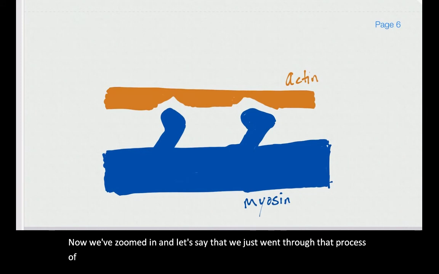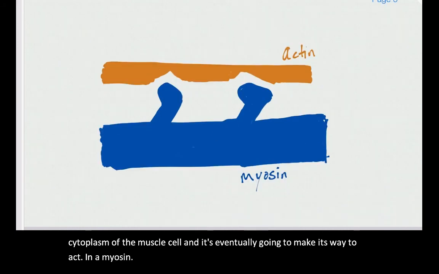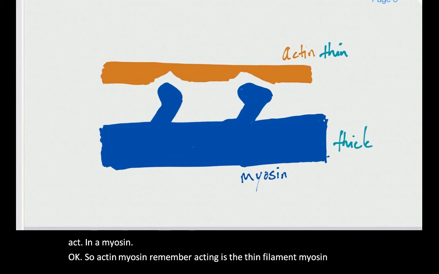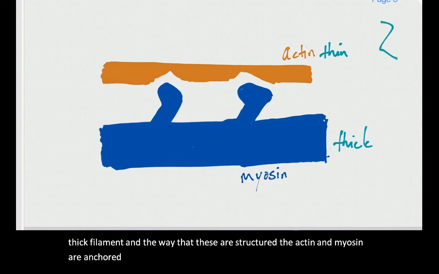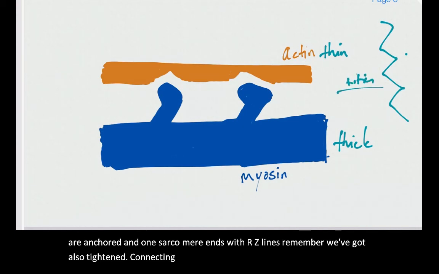The calcium was released into the sarcoplasm or cytoplasm of the muscle cell, and it's eventually going to make its way to actin and myosin. Okay, so actin and myosin. Remember, actin is the thin filament, myosin is the thick filament, and the way that these are structured, the actin and myosin are anchored, and one sarcomere ends with our Z lines. Remember, we've got also titin, that giant protein, connecting these together, and myoglobin is circulating oxygen for the production of energy.